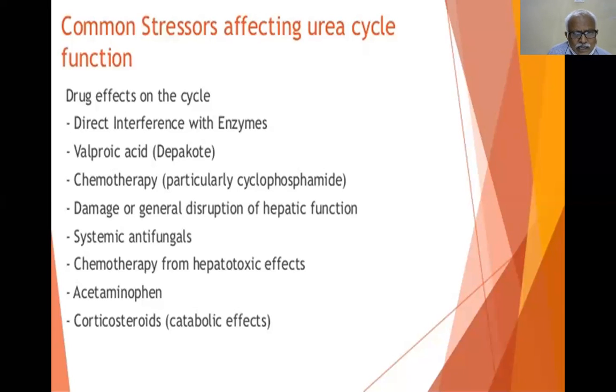Chemotherapy, particularly when we use cyclophosphamide for cancer, when we use cyclophosphamide as a chemotherapy, then the drug cyclophosphamide will affect the cycle by direct interference with the enzymes. So damage or general disruption of hepatic function. For many reasons, hepatic function may be damaged, and that will generally disrupt the hepatic function.